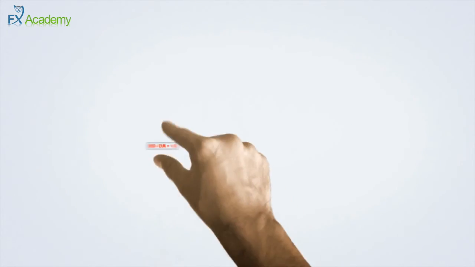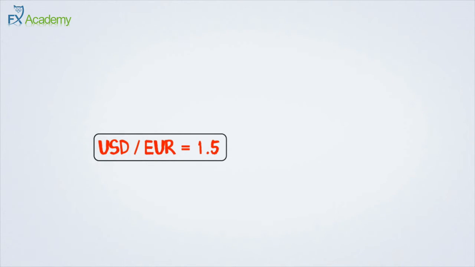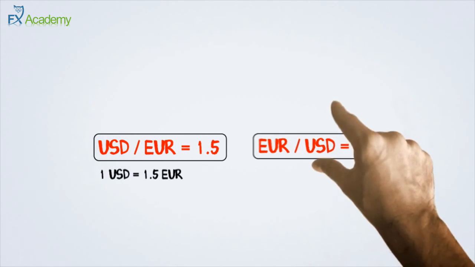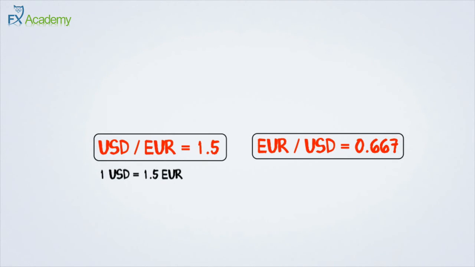A USD/EUR currency pair is quoted as USD/EUR equals 1.5, and you purchase the pair. This means that for every 1.5 euros that you sell, you receive US $1. If you sold the currency pair, you would receive 1.5 euros for every US dollar you sell. The inverse of the currency quote is EUR/USD, and the corresponding price would be EUR/USD equals 0.667, meaning that US $0.667 would buy 1 euro.